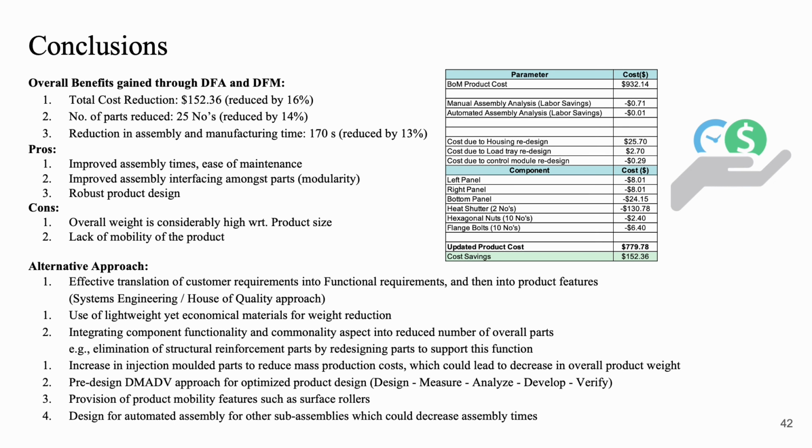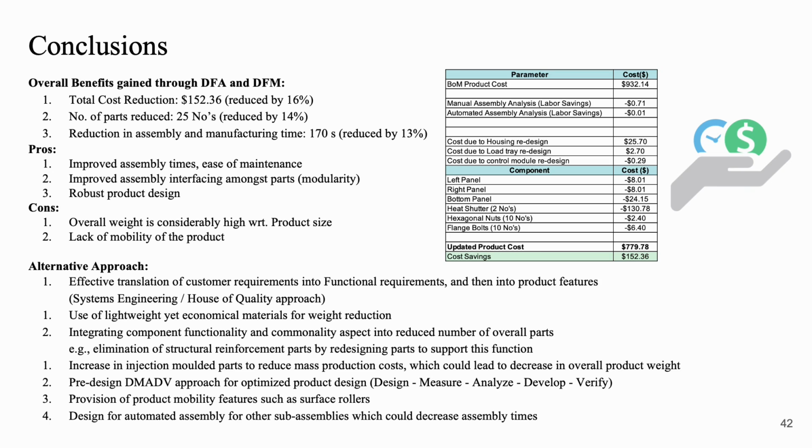To conclude, the overall benefits gained through DFA and DFM are total cost reduction of $152.36, which is reduced by 16%. The number of parts are reduced by 25 numbers, which is effectively reduced by 14%. And the reduction in assembly and manufacturing time by 170 seconds, which is reduced by 13%.